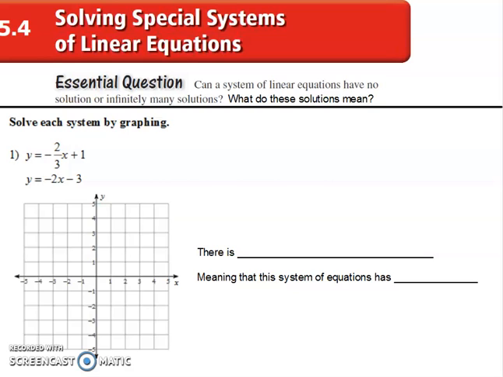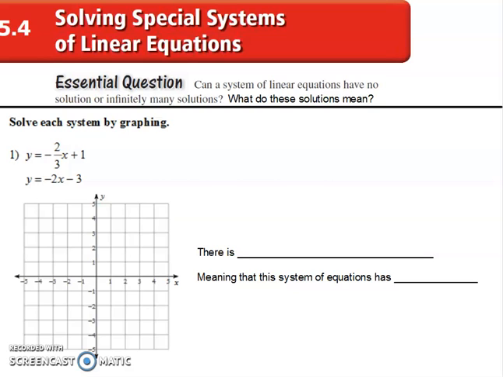Hello, in today's video we're going to be discussing part 1 of section 5.2 on solving special systems of linear equations. Our essential question for this topic is, can a system of linear equations have no solution or infinitely many solutions, and what do these solutions mean?